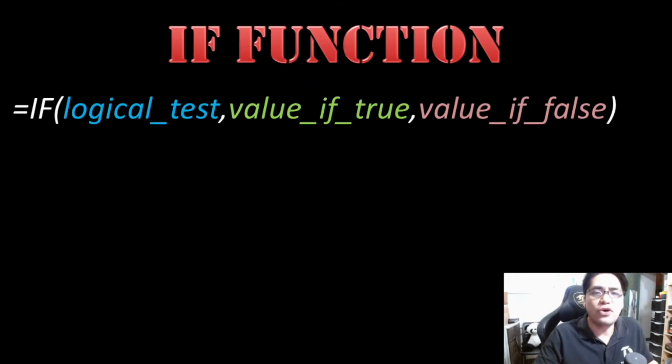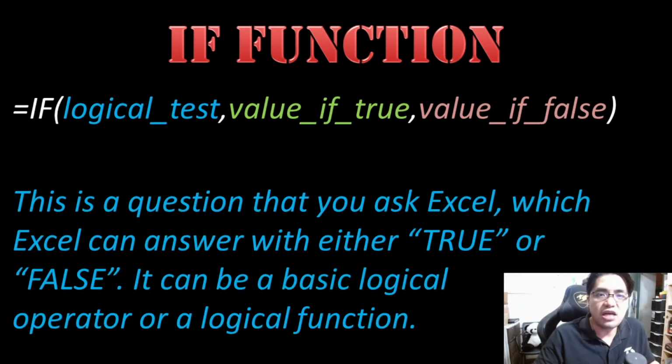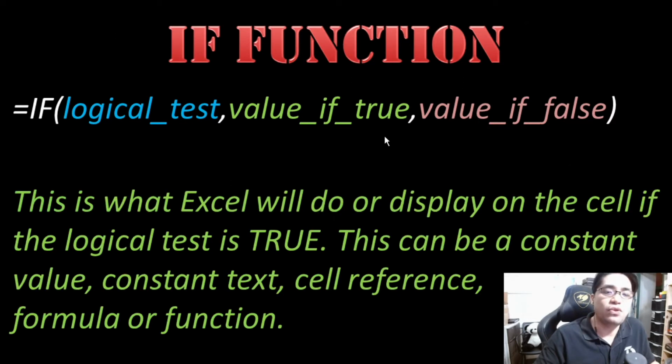To understand how you have multiple if statements branching out from one another, let us first review the basic structure of the if function. First, we have the logical test. This is just a review from what we learned during the previous lesson. The logical test is a question that you ask Excel, which Excel can answer with either true or false. It can be a basic logical operator or a logical function. Next argument, the value if true. This is what Excel will do or display on the cell if the logical test is true.